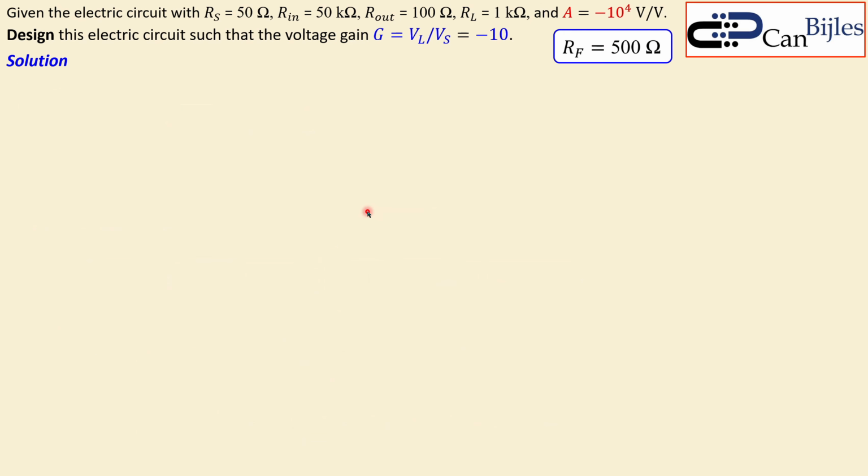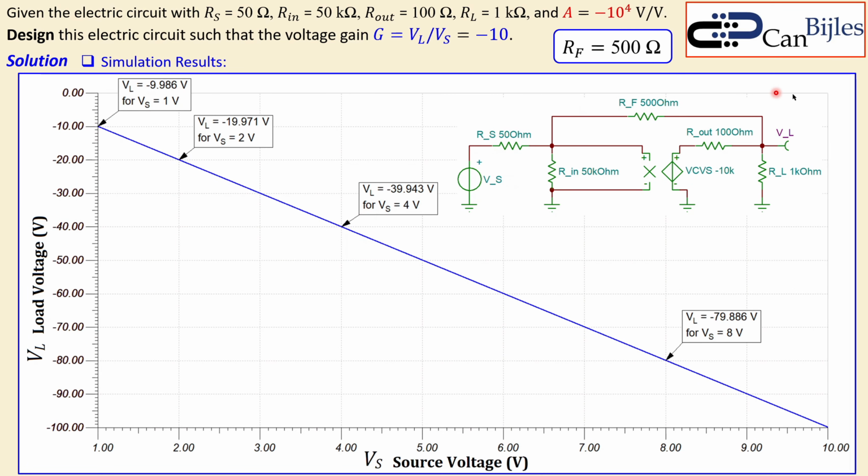Okay. Now, let's look at the next step, which is our simulation results, because I already prepared the simulation. This is the circuit. You can see the RF, the RS, the VS, and also the RIN. This is the voltage controlled voltage source, which is minus 10K, which is minus 10,000 for A. And here's the R out, and this is the load. Now, if I use 500 instead of 500.7, I get this curve. So I can make a DC transfer. This is the source voltage that will be changing from 1 to 10 volts. And this is the load voltage, which will also be changing.